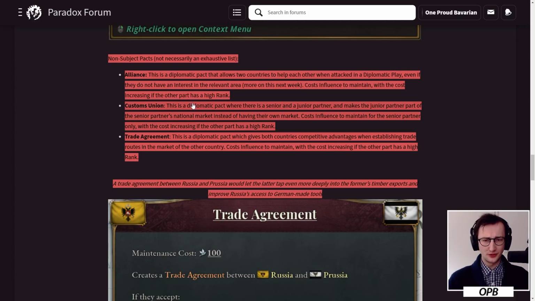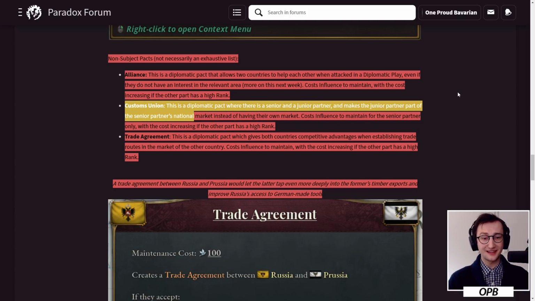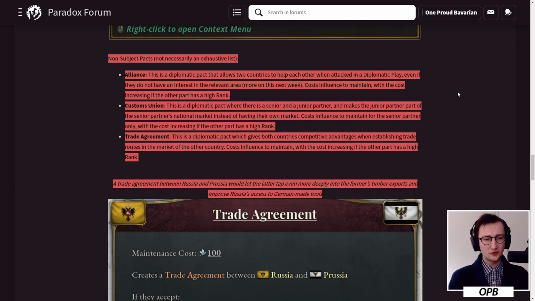Here we have the customs union. This is a diplomatic pact where there's a senior and a junior partner, much like I said above, and makes the junior partner part of the senior partner's national market instead of having their own market. Costs influence to maintain for the senior partner only, with the cost increasing if the other partner has a high rank. Makes sense. Trade agreement. This is a diplomatic pact which gives both countries competitive advantages when establishing trade routes in the market of the other country. Costs influence to maintain, with the cost increasing if the other part has a high rank.